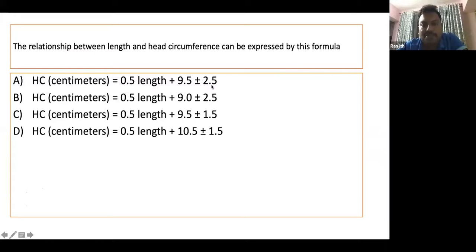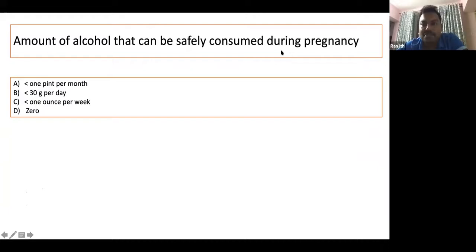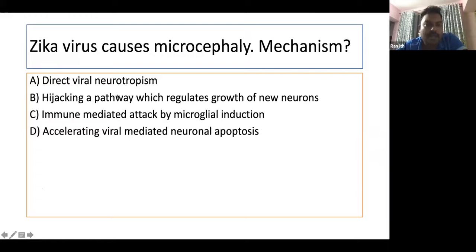Amount of alcohol that can be safely consumed during pregnancy. It is actually supposed to be almost nil. Answer is zero. Zika virus causes microcephaly. What is the mechanism? This is a little bit difficult question. Just to enthuse the participants, we have asked this question. It hijacks a pathway which regulates growth of new neurons.